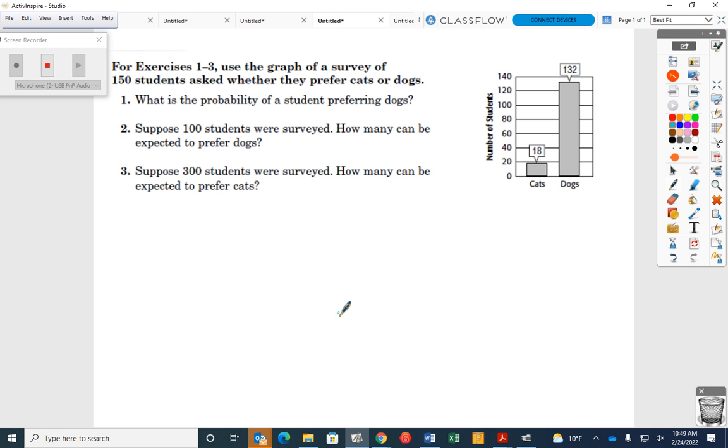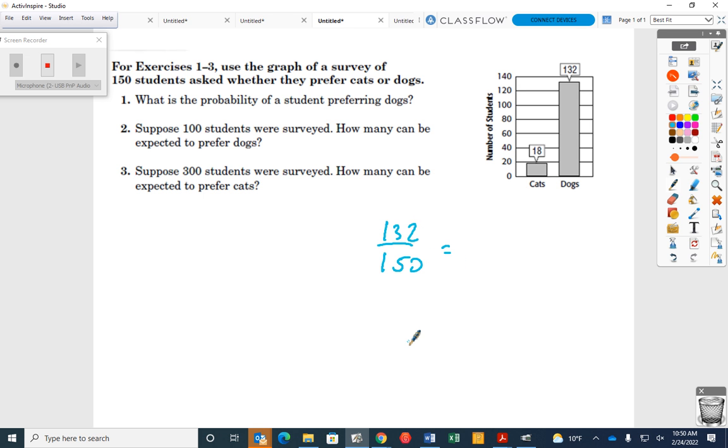1 out of 2, 50%. What is the theoretical probability they would choose dog? 1 out of 2, because there are only 2 results, and they're going to pick one or the other, right? But according to this, what is the probability of a student preferring dogs? 132 out of 150. So number 1 would be 132 out of 150.